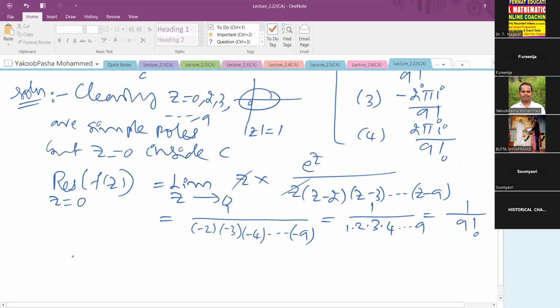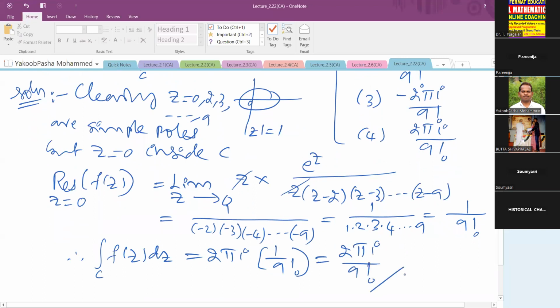So by the definition of residue, the integral over C of f(z) dz is equal to 2 pi i times the residue of the function, that is 1 by 9 factorial. So that is equal to 2 pi i by 9 factorial, which is the right option. So the fourth option is the right option.